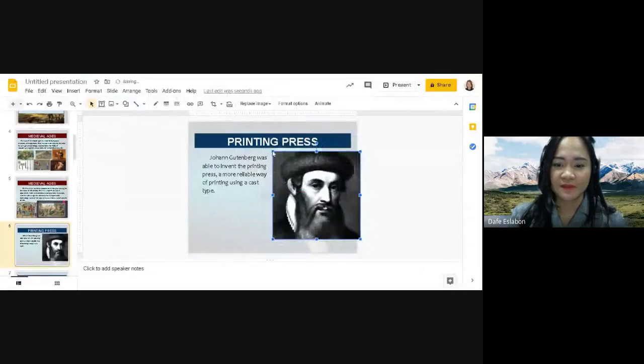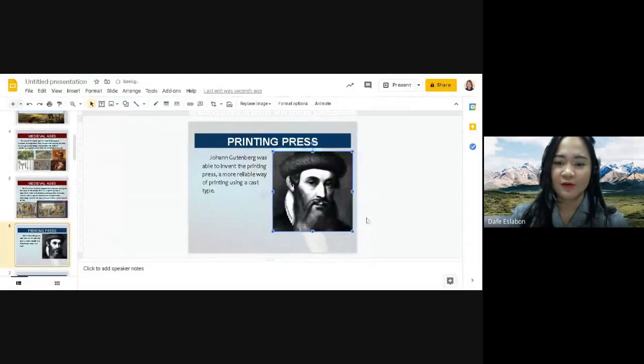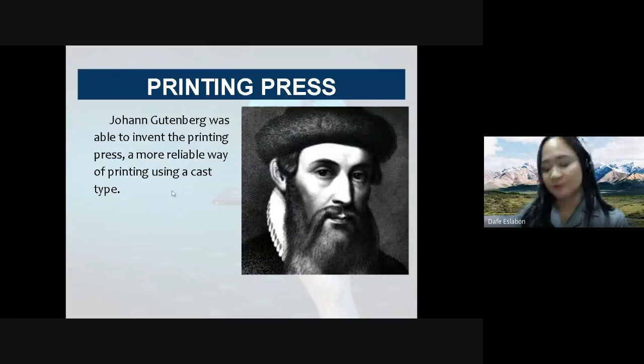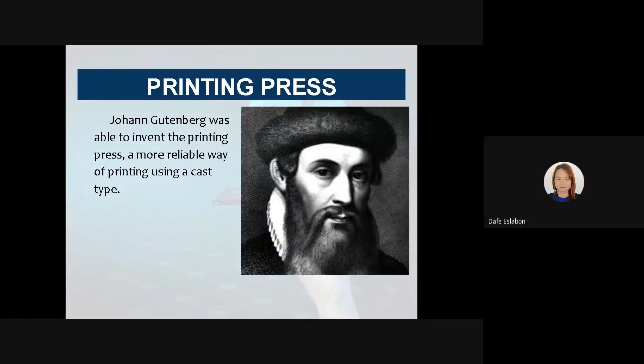Okay, so another one here is that we have one of the best inventors in the time of the medieval ages, and that was Johann Gutenberg. He was able to invent the printing press, a more reliable way of printing using cast type.